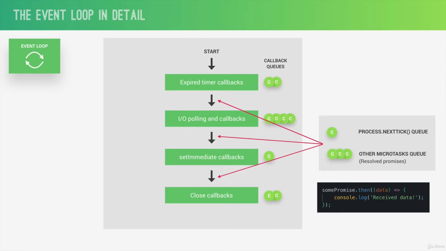Now, for example, imagine that a promise resolves and returns some data from an API call, while the callback of an expired timer is running.